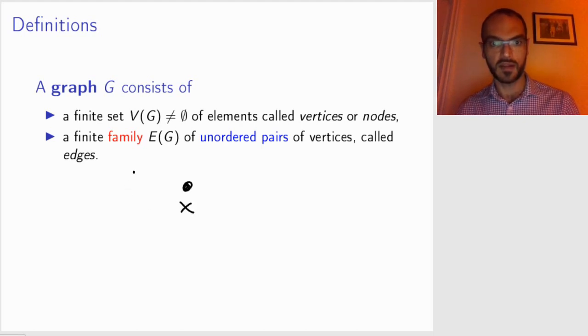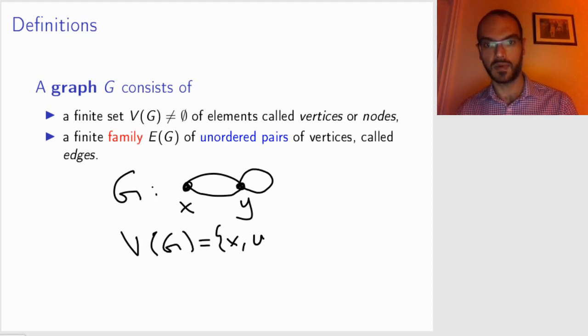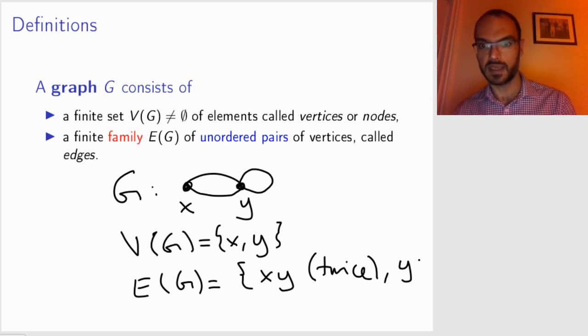So here, as an example of a graph, now we're allowing something like this. A graph G that has, say, a multiple edge between x and y, and then for good measure, a loop in y. So here the vertices are x and y, and for the edges, we have the edge x, y, counted twice, and the edge y, y.